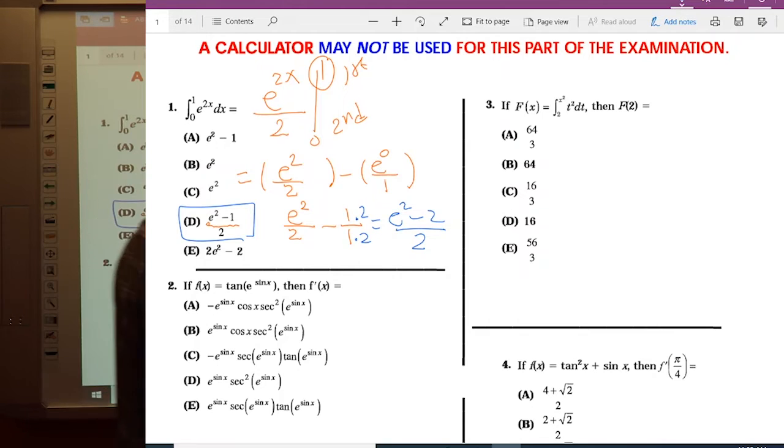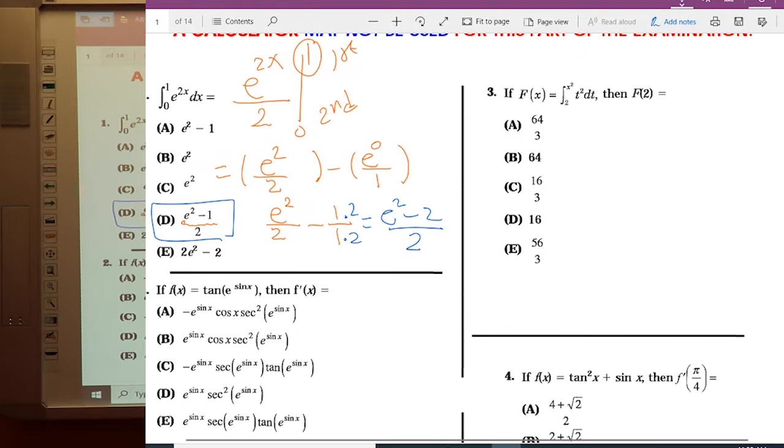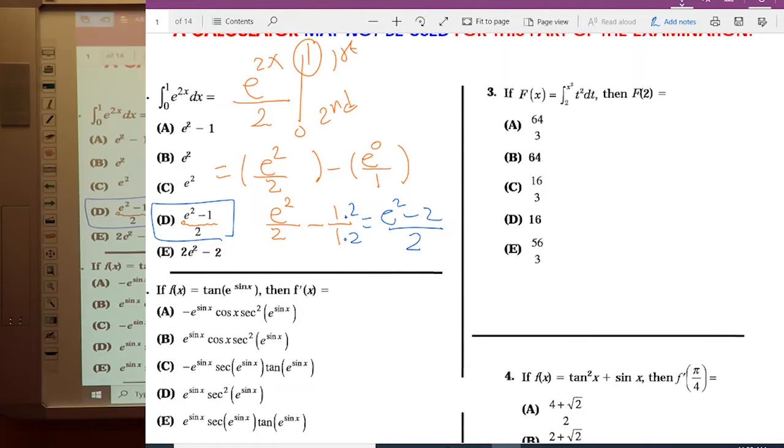Number 3. He wants me to find, let me enlarge it for you a little bit, f of x given as the integration from 2 to x squared of t squared dt. Then find f of 2. For f of 2, you have to go back here, replace x by 2, which becomes 2 squared, 4. He wants me to find the integration from 2 to 4 of t squared dt.